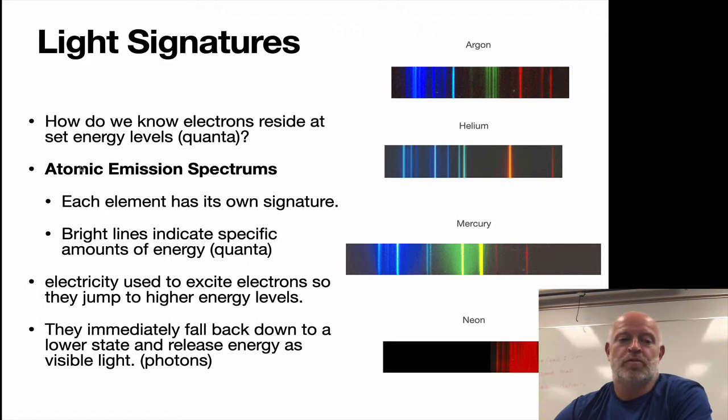Now, how does that work? Well, these are called atomic emission spectrums, all right? We already talked about them being their own signature. Those lines indicate that specific quanta. Here's the trick, though. So where do the lines come from? So here's where the lines kind of come from.